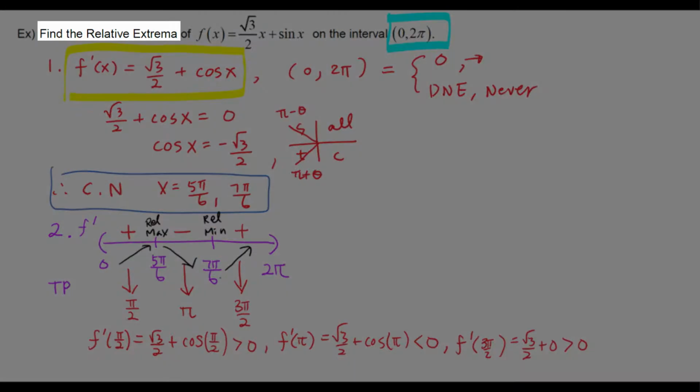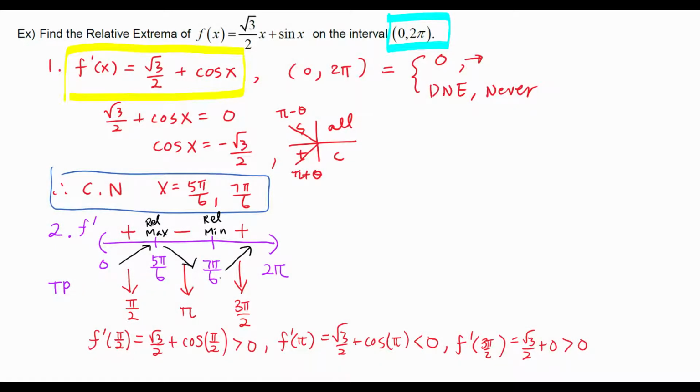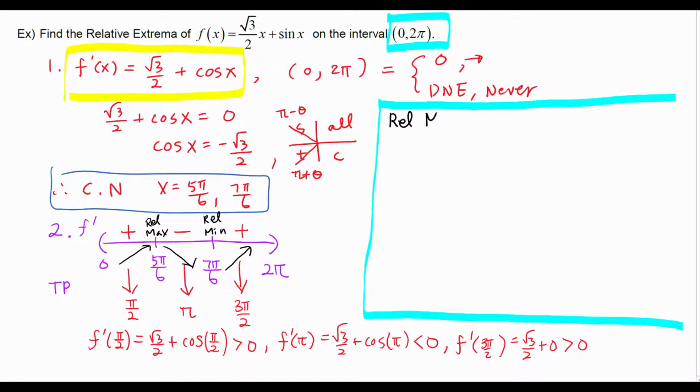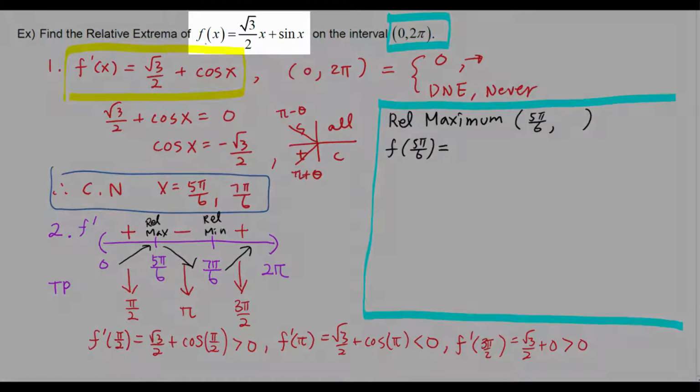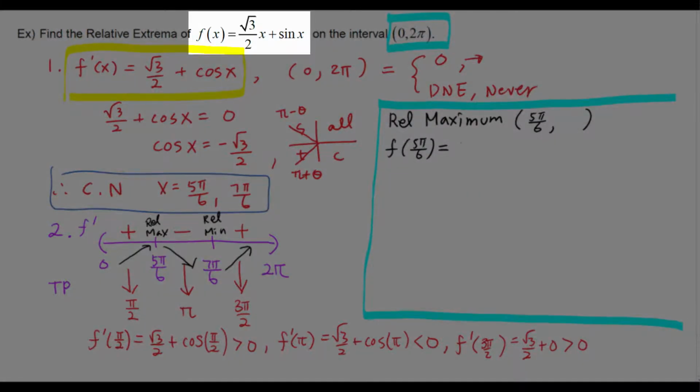And since it says find the relative extrema, let's go ahead and find it. Remember, relative extrema are function values. So you literally need to plug these critical numbers into the original function f to find out what the relative max is and relative min is. So let me create a room here. My relative max is 5 pi over 6, comma, f of 5 pi over 6. And f of 5 pi over 6, remember, this is my original f of x. That's where you need to plug it in.